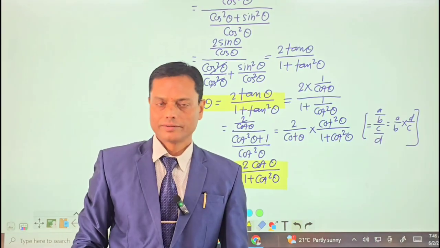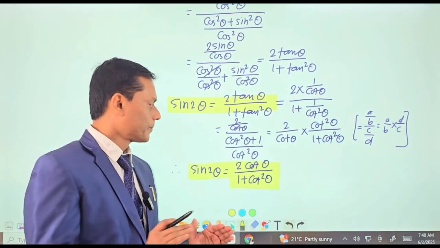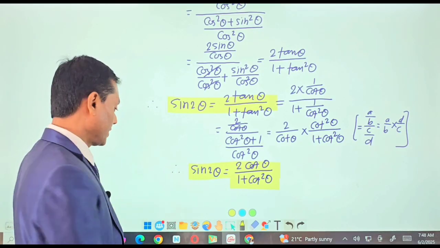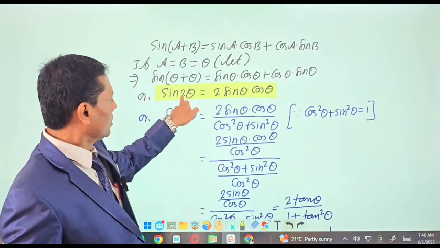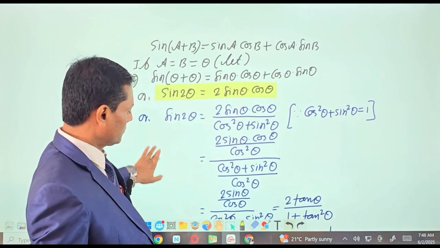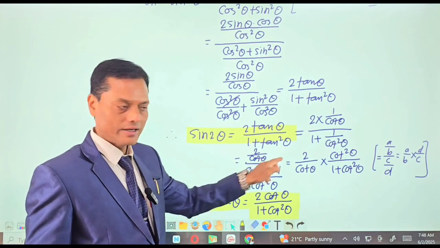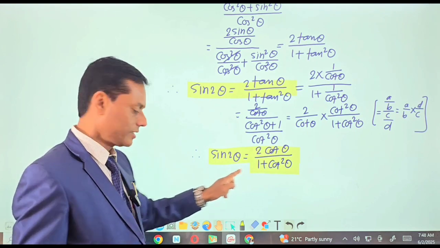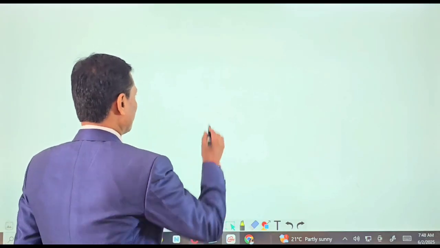Just moving forward. So you can see we have got 3 formulae of sin 2 theta, isn't it? I'm going to show here the 3 formulae. The first, 2 sin theta dot cos theta. Second, 2 tan theta over 1 plus tan square theta. And the last one is 2 cot theta over 1 plus cot square theta, isn't it? So moving forward, we find the formula from cos a plus b.